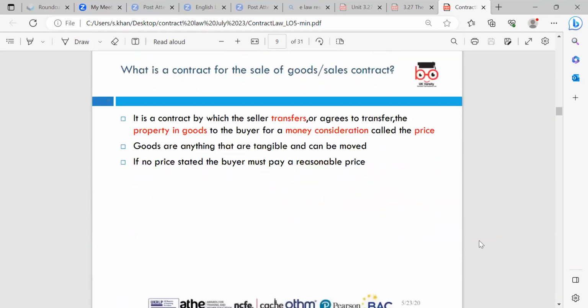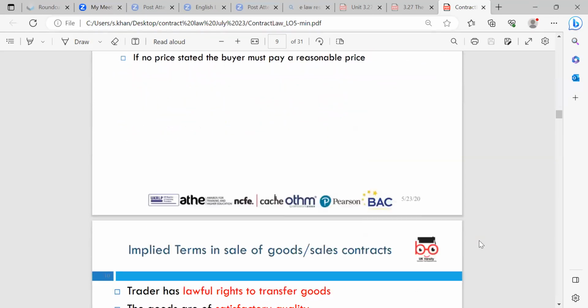What is a contract for the sale of goods, a sales contract? It is a contract by which the seller transfers or agrees to transfer the property in the goods to the buyer for a money consideration called the price. Goods are anything that are tangible and can be moved. If no price is stated, the buyer must pay a reasonable price.